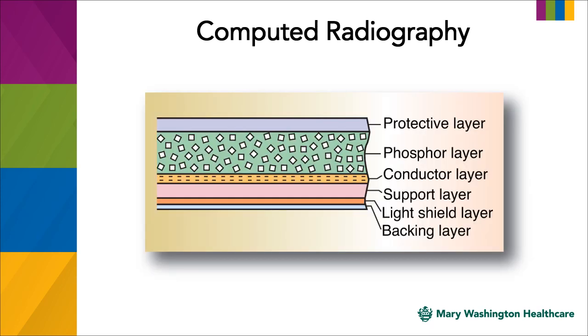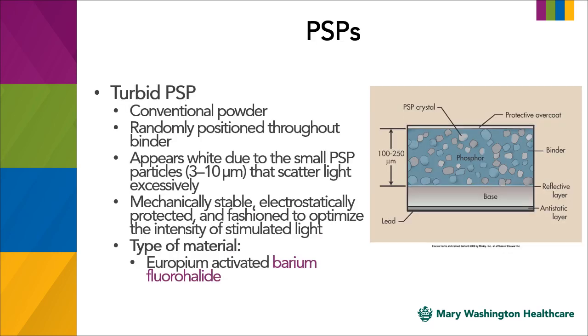So we have these different layers which are important to us. The phosphor layer is the most important part because it's where we have the PSP. But we have a protective layer above it. We've got a conductor layer, a support layer, a light shield layer, and a backing layer made of lead. PSPs are in our active layer.